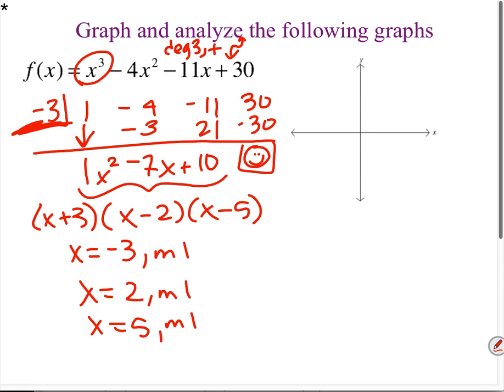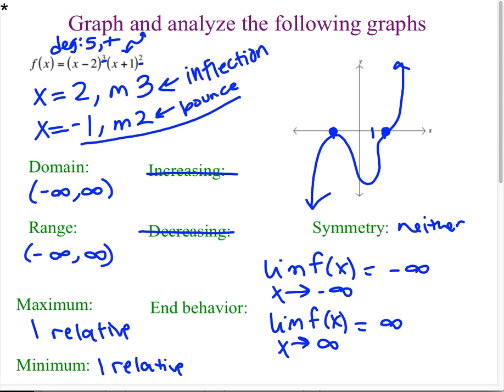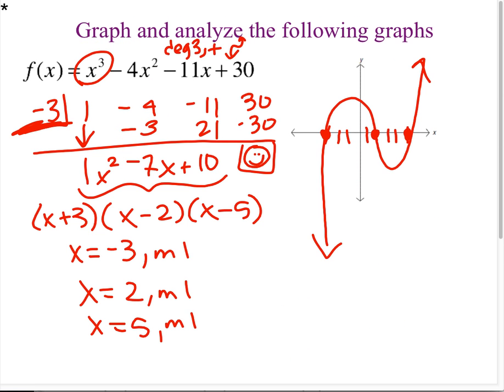We would have a 0 at negative 3, a 0 at positive 2, and a 0 at 5. They're all straight through, so it's going to come up, go through, come up, and look something like that. Pretty much everything is going to be the same as the slide before, every attribute of this one.